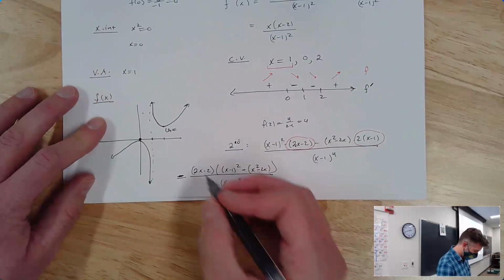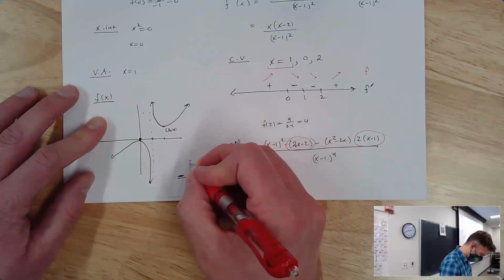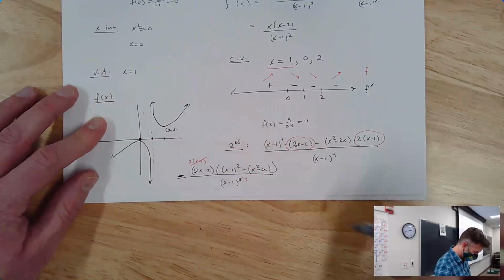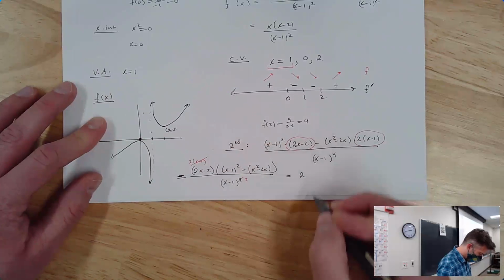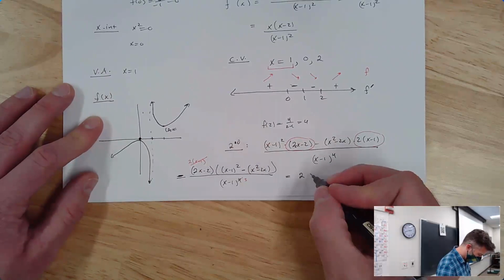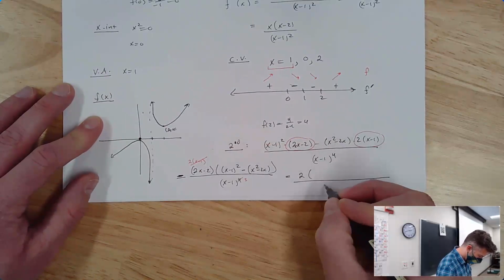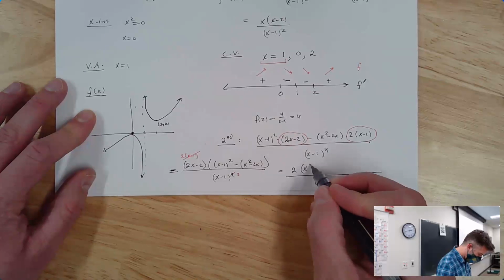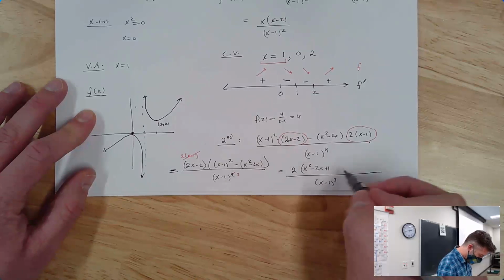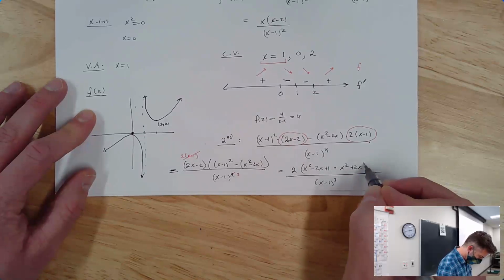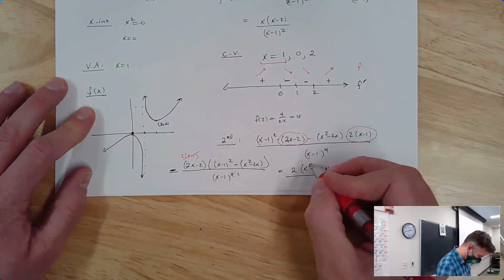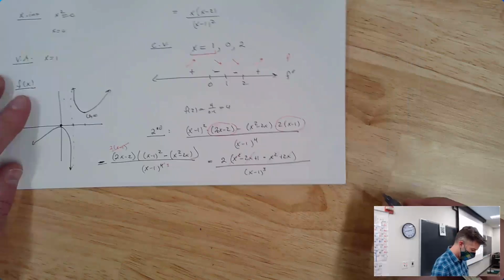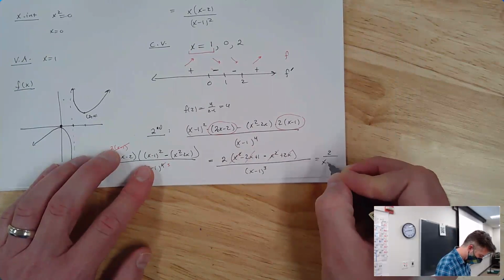This 2x minus 2 is really a 2 times x minus 1. And one of those x minus 1s cancels with one of those x minus 1s. So we're left with 2. And then we need to simplify this part here. x minus 1 cubed on the bottom. So we're left with, let's see, x squared minus 2x plus 1 minus x squared plus 2x. And wow, this really simplifies. The x squareds cancel, the 2x's cancel, left with a 1 times 2. So we're left with 2 over x minus 1 cubed.